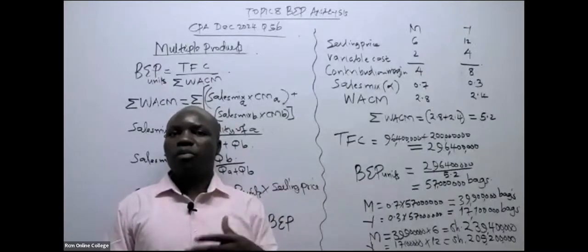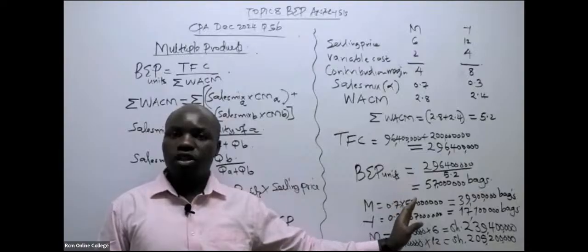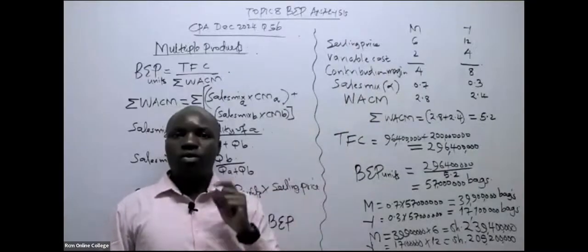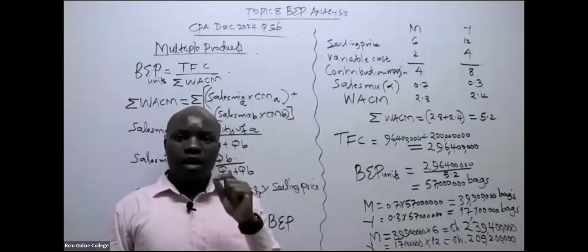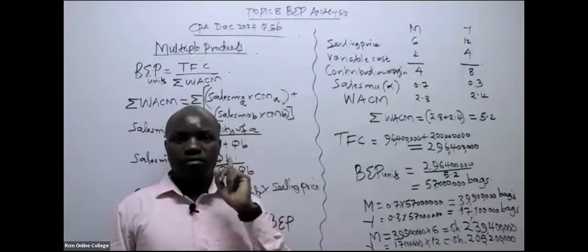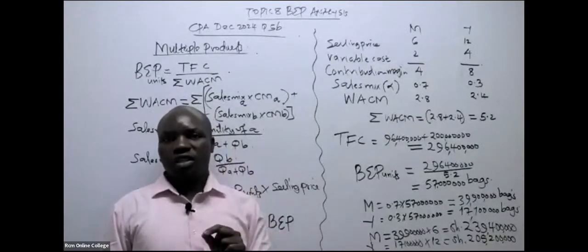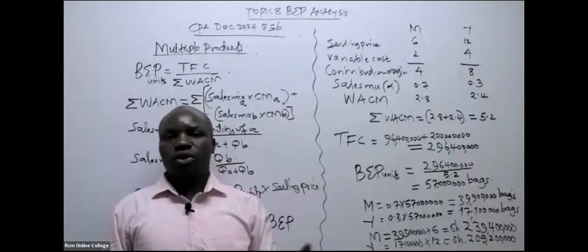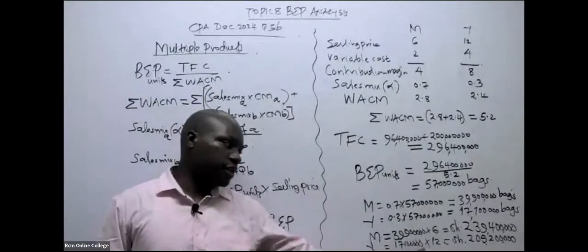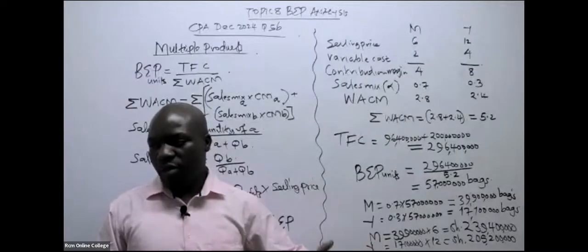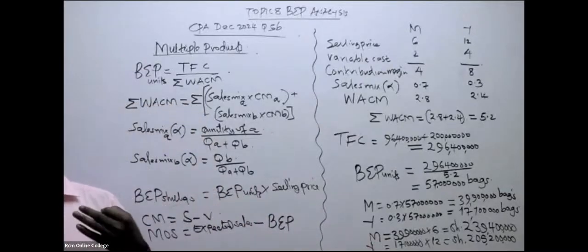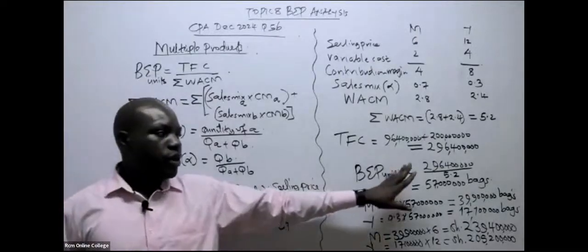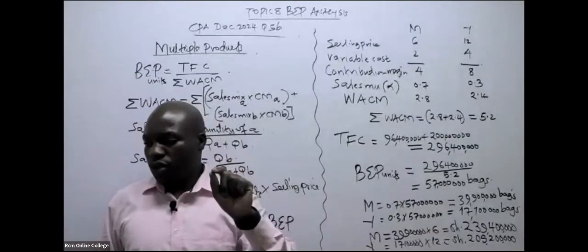How do we get break-even point in shillings? We must get the break-even point in units for each individual product, then multiply by its own selling price. That is why we took 39,900,000 multiplied by 6, and 17,100,000 multiplied by 12 to give us the break-even point in shillings for product Y. So that's how we get our break-even point in shillings and in units for multiple products. Now I want us to use this break-even point and see whether we'll be able to break even.